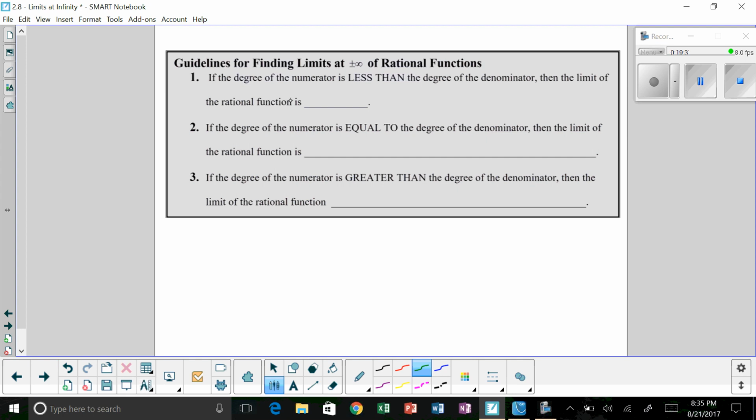If the degree of the numerator is less than the degree of the denominator, then the limit of the rational function is 0. If the degree of the numerator is equal to the degree of the denominator, then the limit of the rational function is the ratio of leading coefficients. If the degree of the numerator is greater than the degree of the denominator, then the limit of the rational function is always going to be either positive or negative infinity. And you're going to have to do a little bit of thinking to figure out whether it is actually positive or negative.